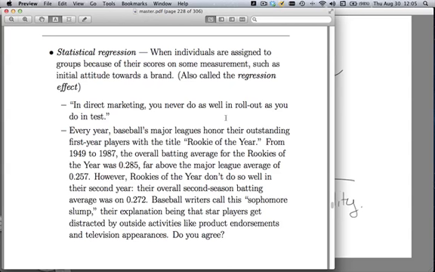Let me give you a couple of marketing examples of this. One is you never do as well in rollout as you do in test. This is a saying from direct marketing. It comes from testing lists. So direct marketers will buy names from a lot of different sources. They don't know whether these sources will work very well, so they test them.